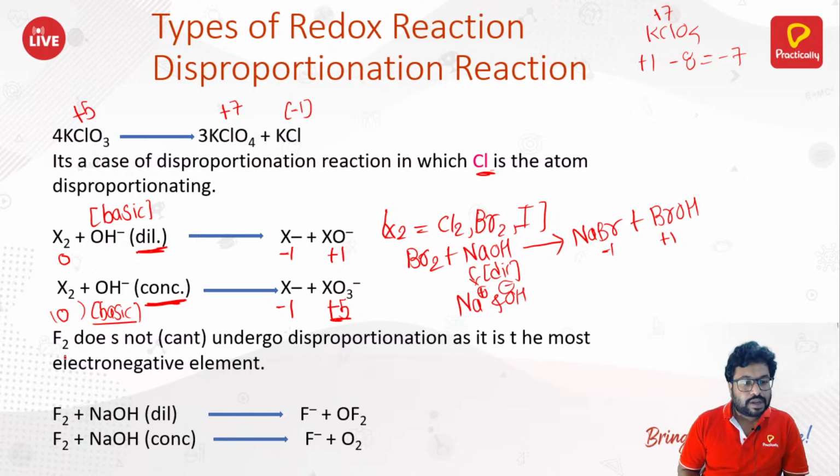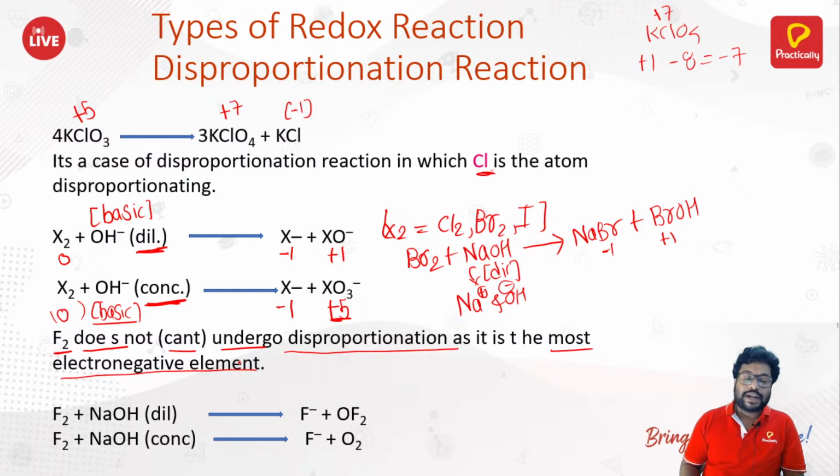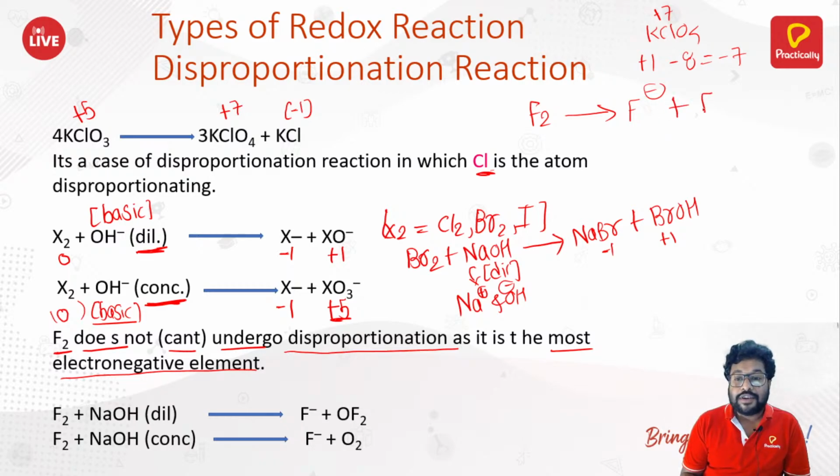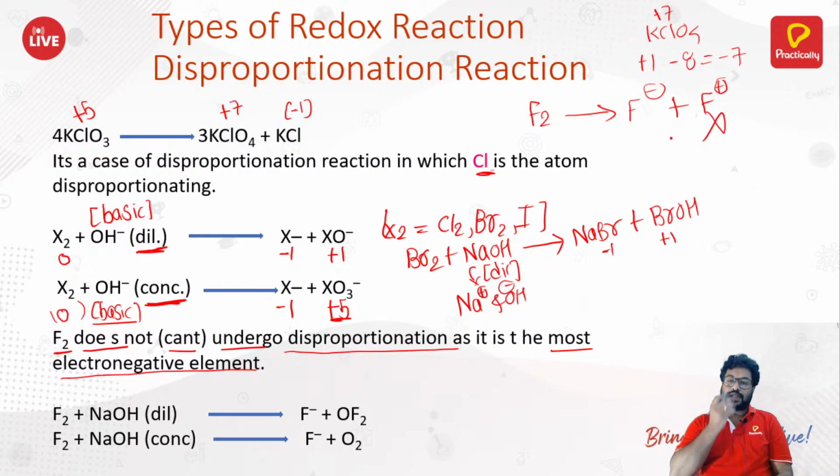Next, F2. Your fluorine cannot undergo a disproportionation reaction as it is the most electronegative element. Because what is happening in disproportionation? In disproportionation, one of the elements is getting reduced. That is possible with fluorine, obviously. Fluorine can get reduced, but fluorine cannot get oxidized. This is not possible. Why? Because fluorine is the most electronegative element.